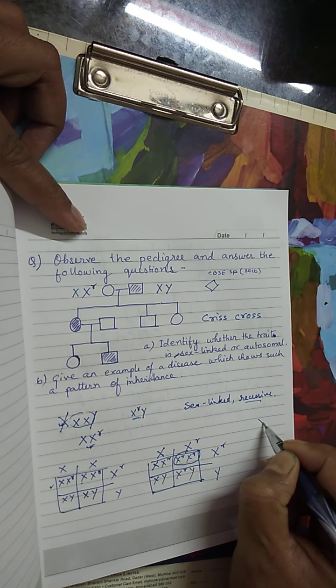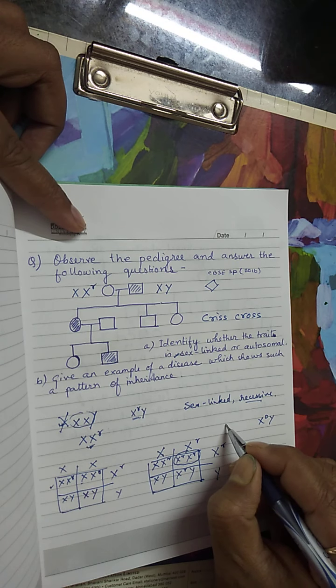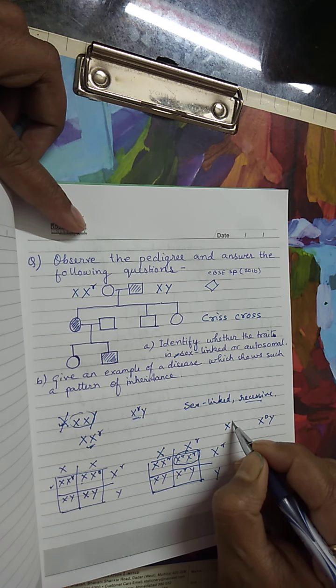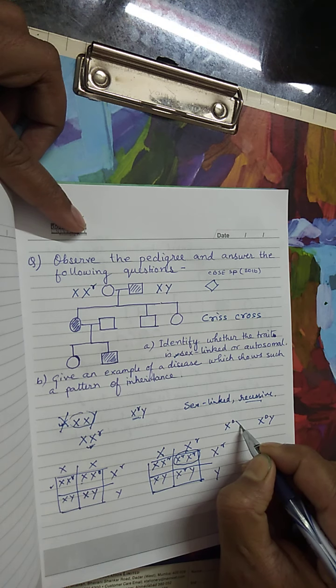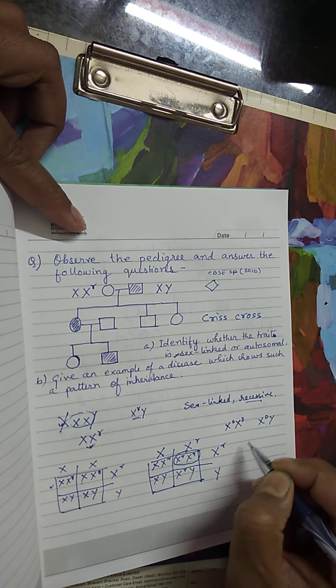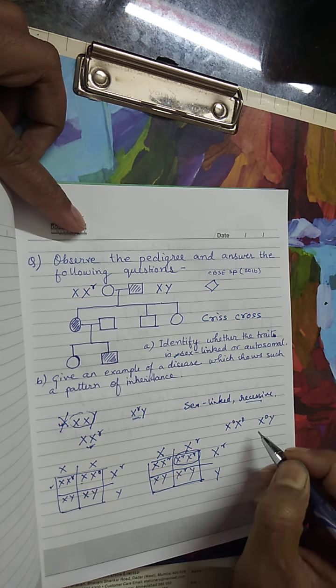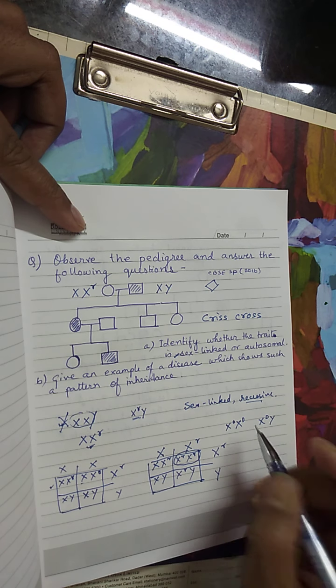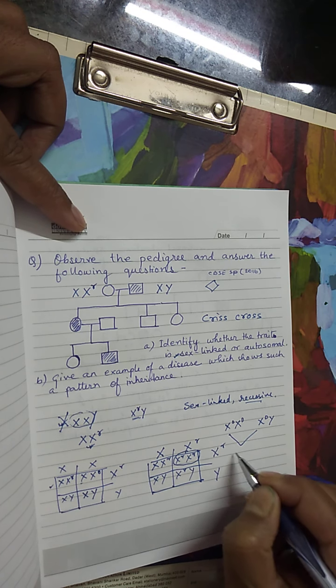Then what will happen? Suppose it is a dominant trait, say XD and Y. So under a dominant trait, what will happen if the female is homozygous dominant? Then also in the next generation, the trait will be shown by the female as well as the male. Everyone will show the trait. You can do the cross and see.